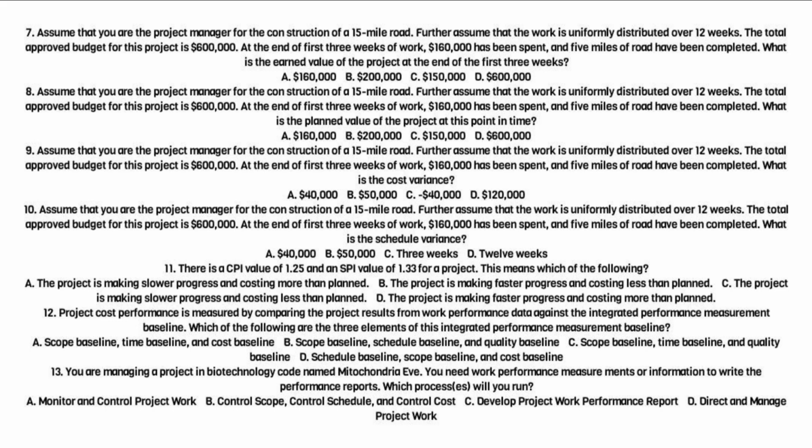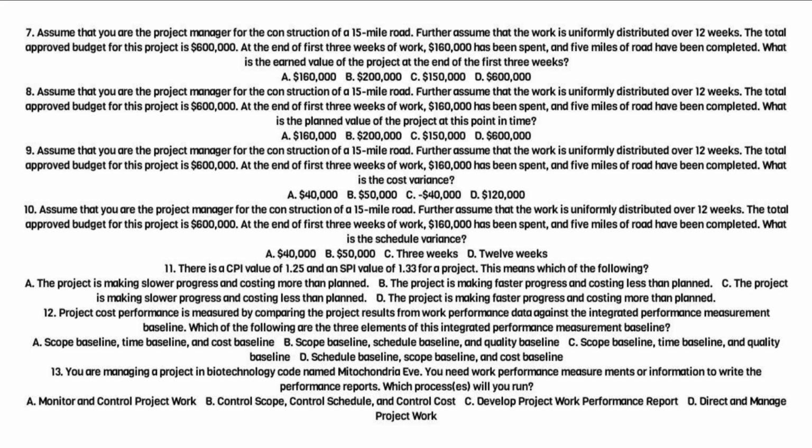A. $160,000. B. $200,000. C. $150,000. D. $600,000. 8. Assume that you are the project manager for the construction of a 15-mile road. The work is uniformly distributed over 12 weeks, and the total approved budget is $600,000. At the end of first 3 weeks of work, $160,000 has been spent, and 5 miles of road have been completed. What is the planned value of the project at this point in time?